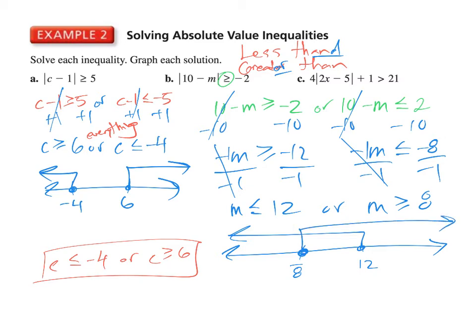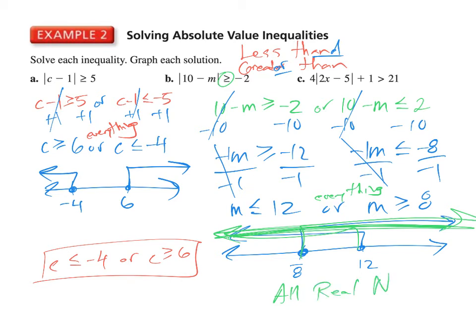All right, now since I'm working with an OR, I'm concerned about everything that's covered by the graphs. Well, looking at the two of them, don't they cover everything on the number line? Yeah, they do. So your answer in this case is all real numbers, because any number then is a solution to this inequality.